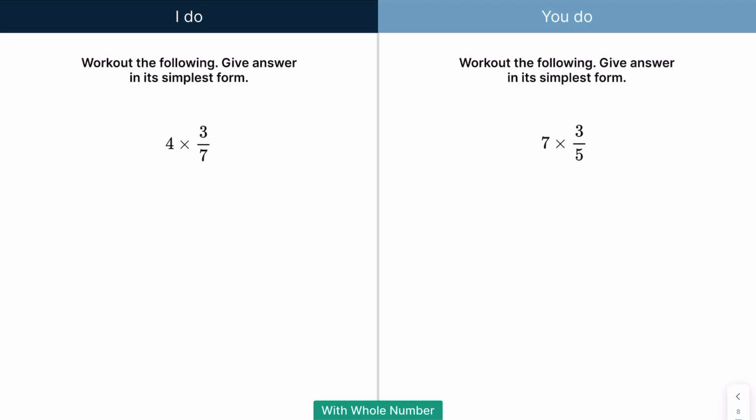Now moving on to looking at whole numbers and fractions. Now with whole numbers, you can just treat it as 4/1. So now it's the same thing. So it's 4 times 3, which is 12, and 1 times 7, which is 7. Okay, that's your answer. And in this case, it's an improper fraction, and we can leave it as that.